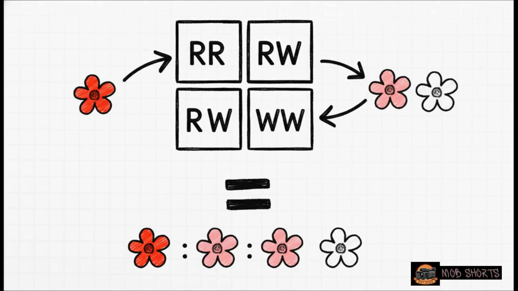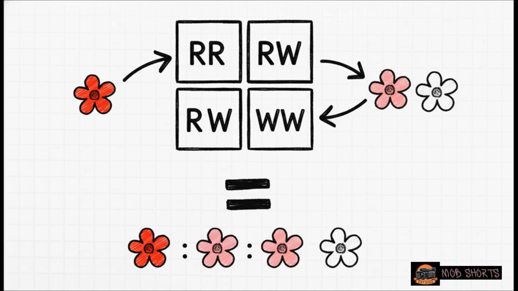For the genotypes, we've got one RR, two RWs, and one WW. So our genotypic ratio is 1 to 2 to 1. Now for the phenotypes. Well, RR is red, the two RWs are pink, and the WW is white. That gives us a phenotypic ratio of 1 red to 2 pink to 1 white.